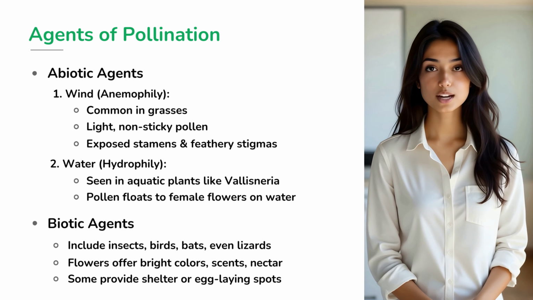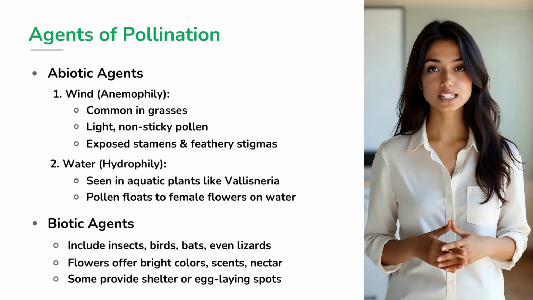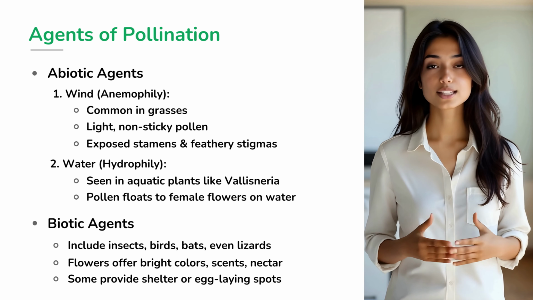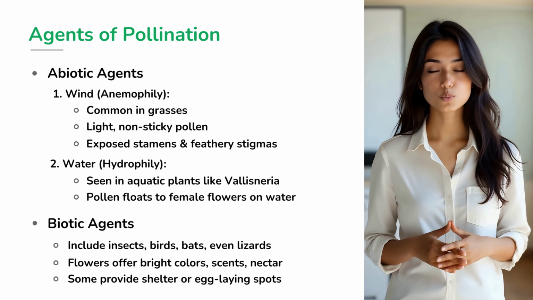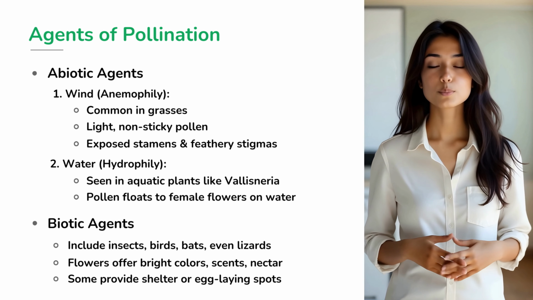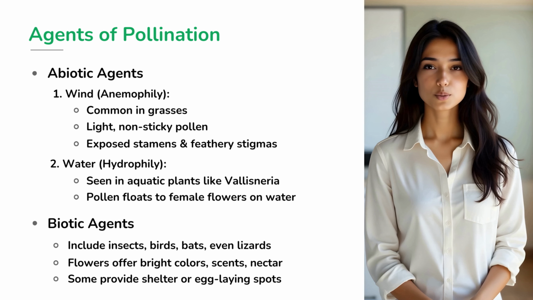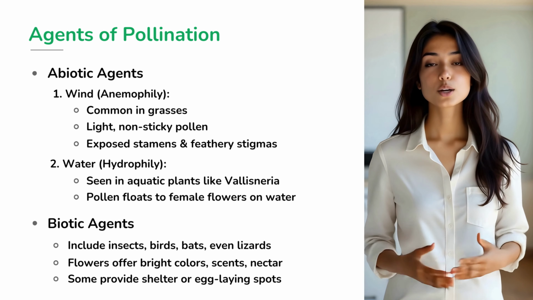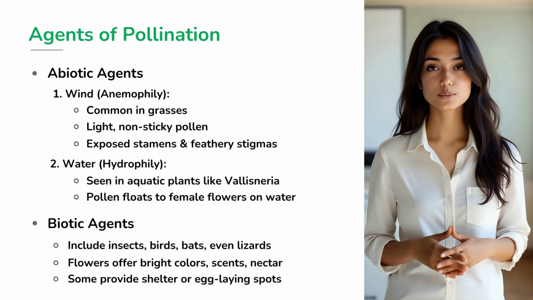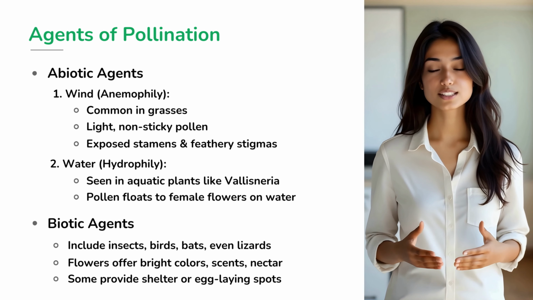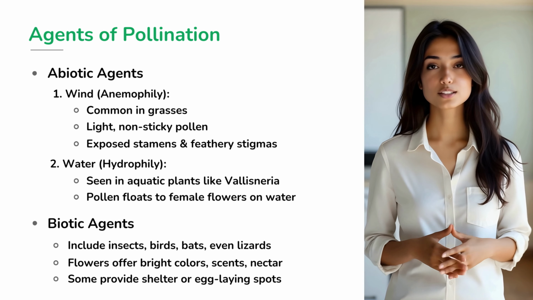Pollination doesn't happen by chance, it depends on the help of pollination agents, both abiotic and biotic, each perfectly adapted for the task. Let's start with the abiotic agents, wind and water. Wind pollination, or anemophily, is common in grasses. The pollen? Lightweight and non-sticky, made to drift freely through the air. The flowers? They have exposed stamens and feathery stigmas, specially designed to catch even the faintest breeze.